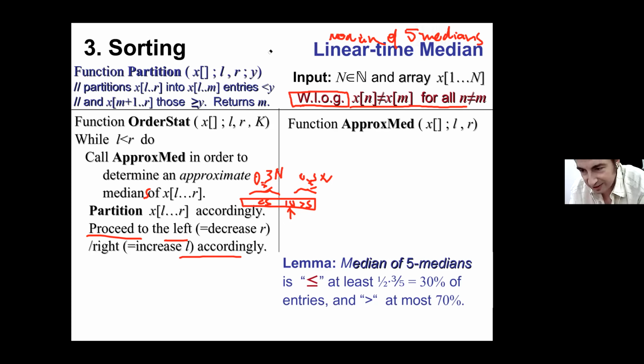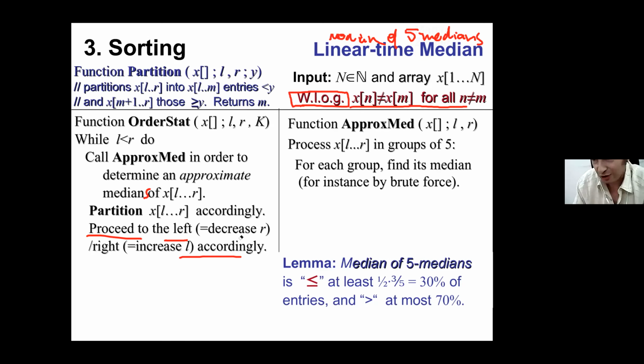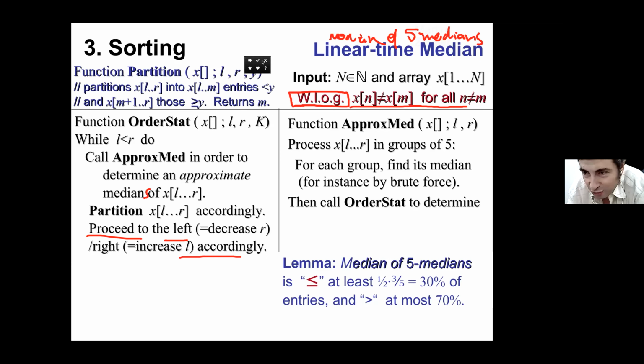So this is what the order statistics part is supposed to do. The order statistics needs the approximate median. Now, how does the approximate median go? Well, you do what we were promised to do. We promised to output the median of 5 medians. So you break the array into groups of 5. In every group you find the median.